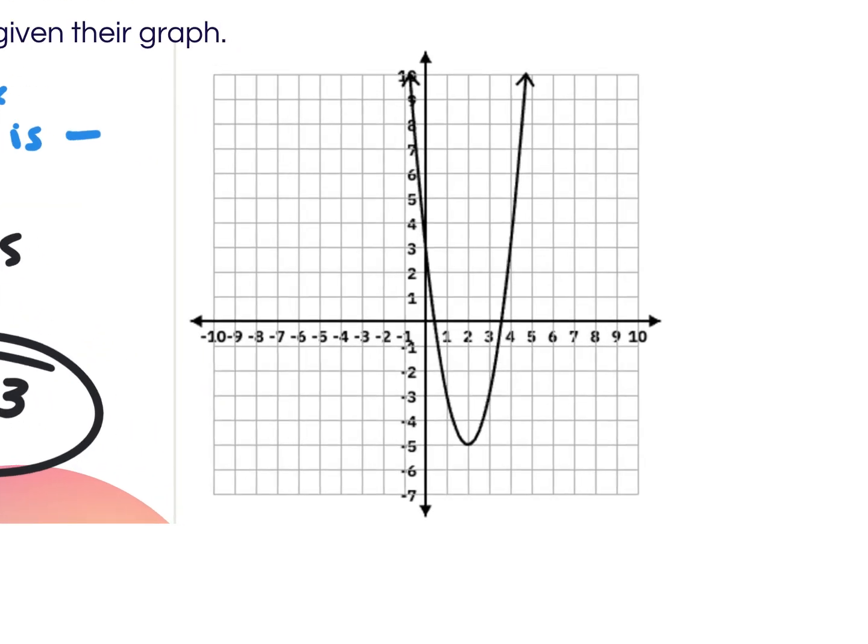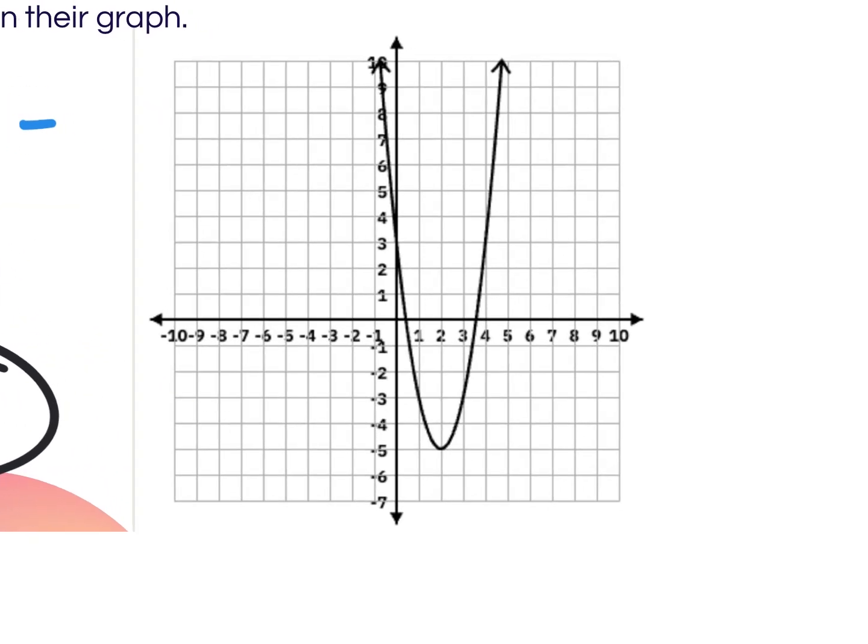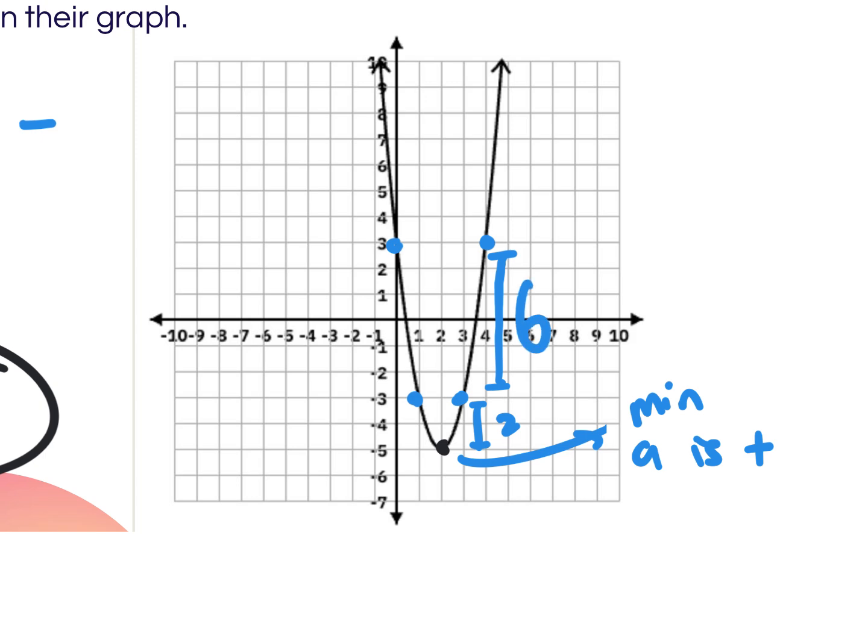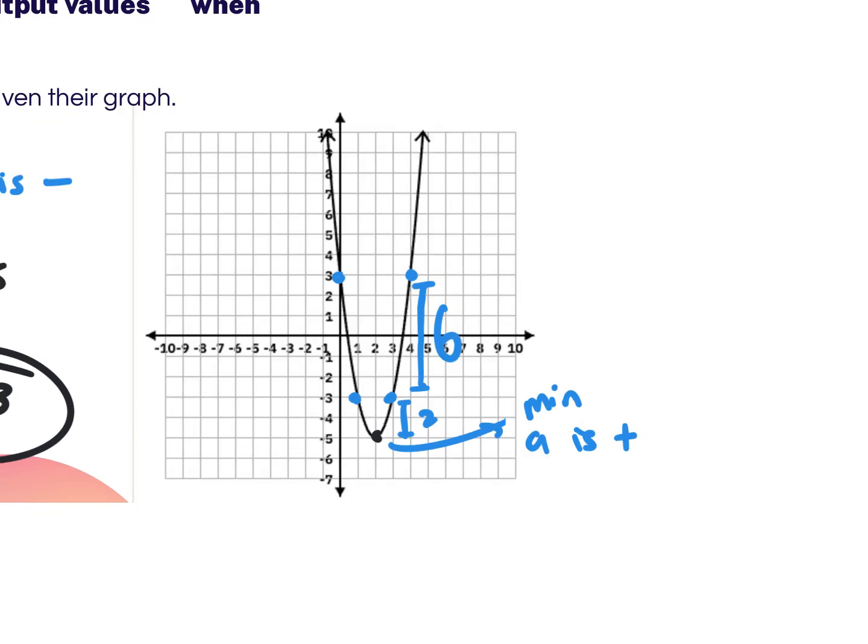For this next one, I notice that I have a minimum value. So because I have a minimum value, I know my a is positive. And I also notice that I have perfect points that are 2 and 6. And I can't find this last one because it's off the graph, but I can assume it's going to be some multiplicative that I got to 2 and 6 by.